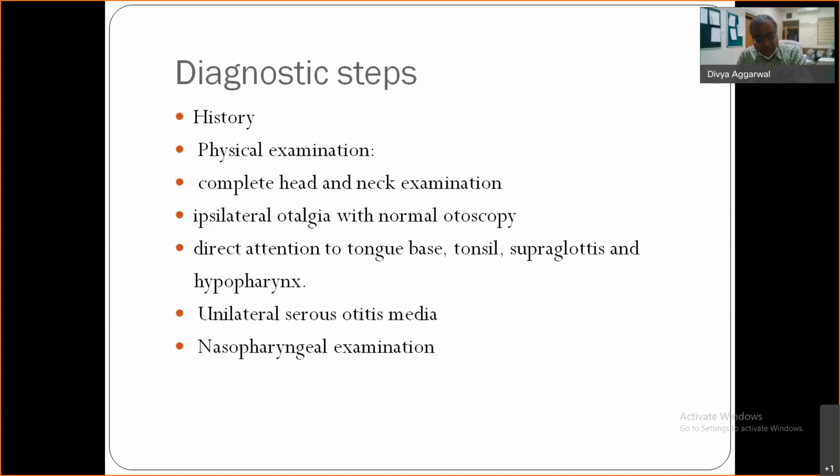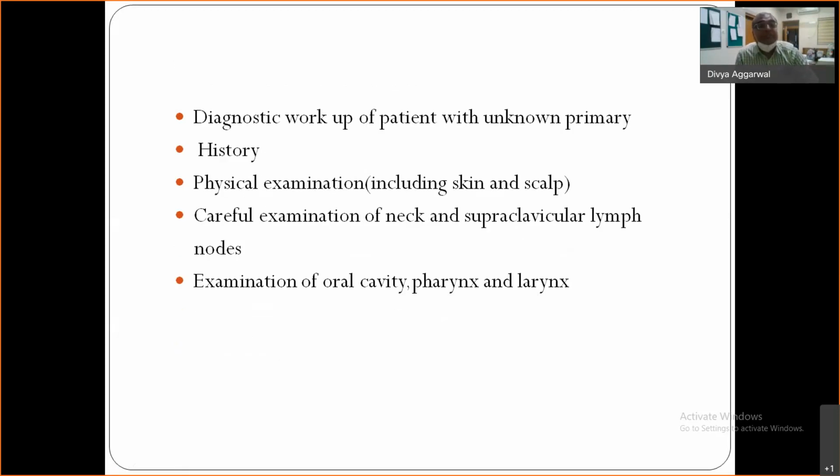And in this, you would also direct your attention to the tongue base, tonsil, supraglottis, and the hypopharynx. A unilateral serous otitis media is an important indicator. Nasopharyngeal carcinoma can present as a unilateral serous otitis media, or anything in the nasopharynx can come. So if there is a unilateral serous otitis media, you should be careful in an elderly person.